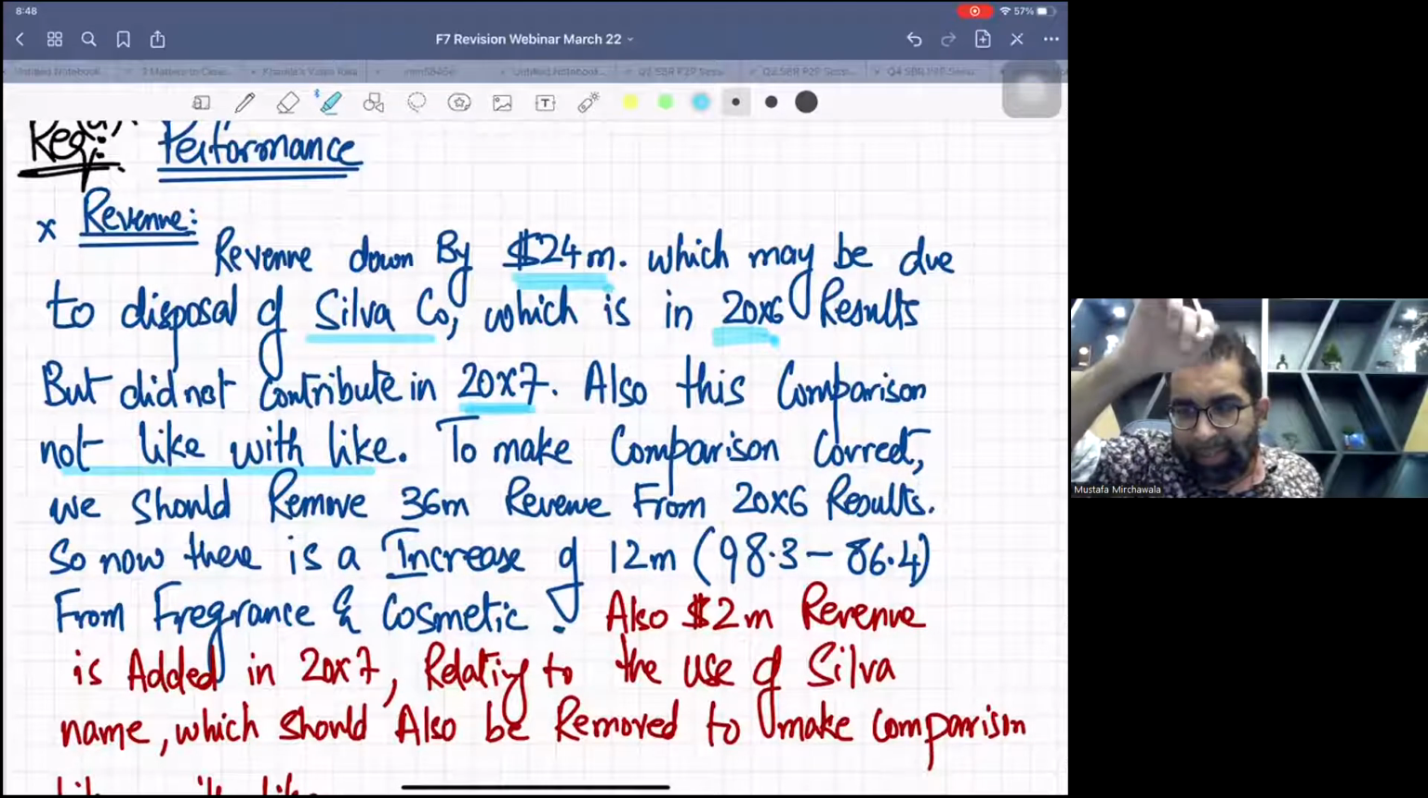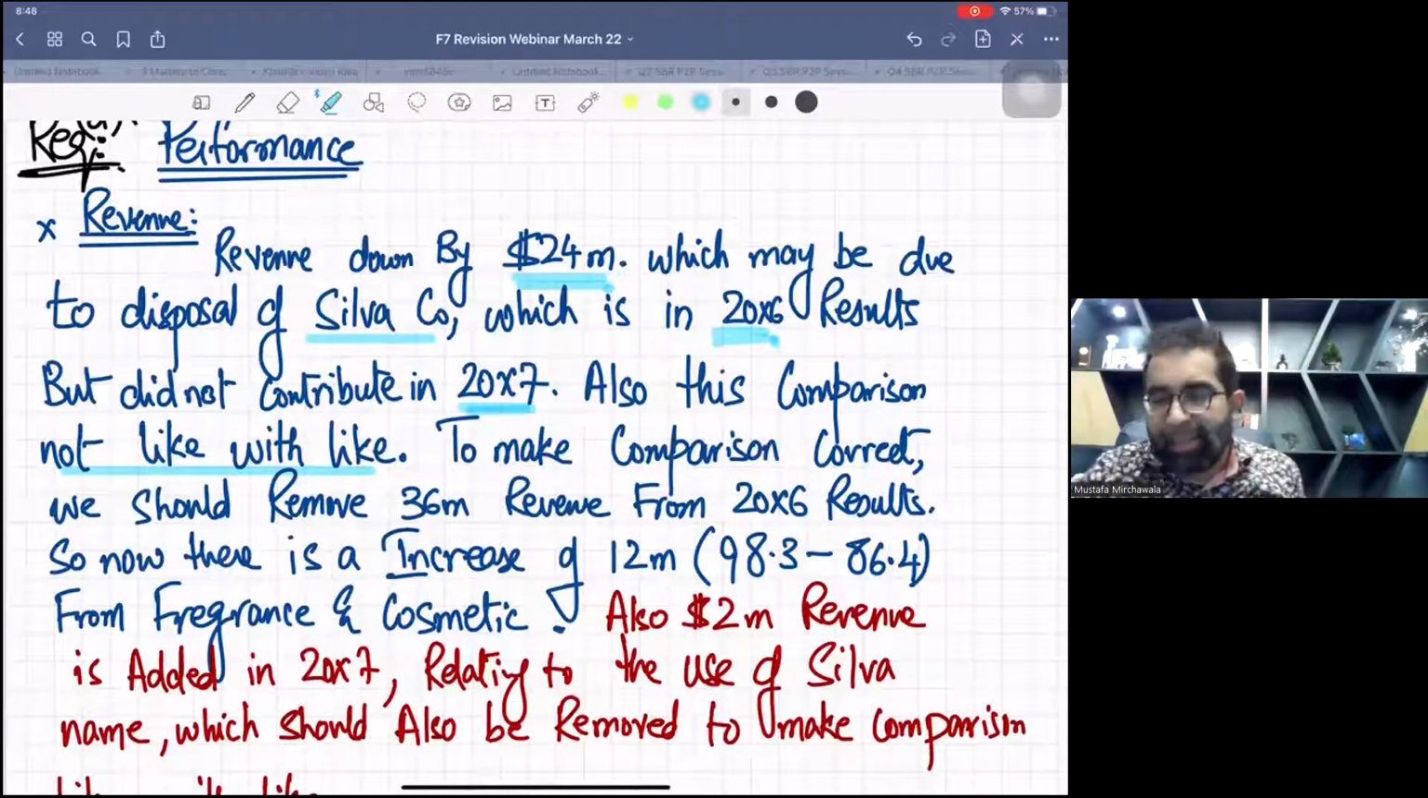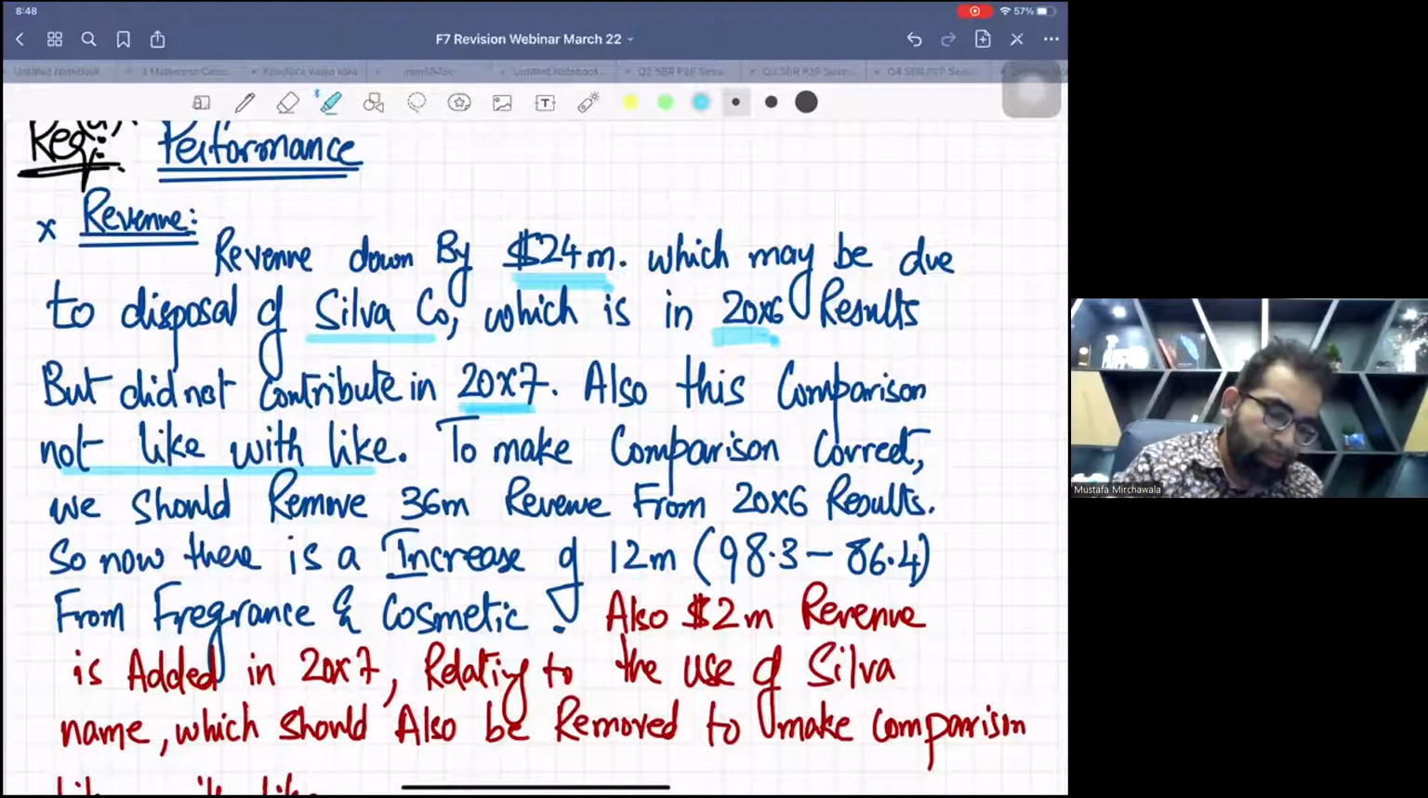To make the comparison correct, remember I did some engineering with the income statement. To make the comparison correct, we should remove 36 million revenue from the 2006 results. So now there is an increase of 12 million. There is an increase of how much? 12 million from fragrance and cosmetic, which is good.